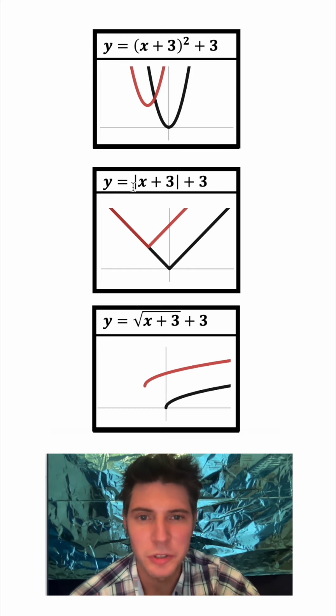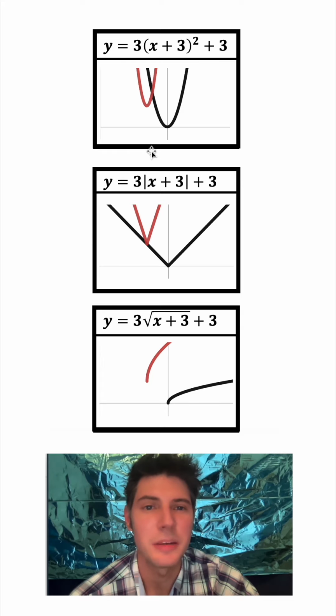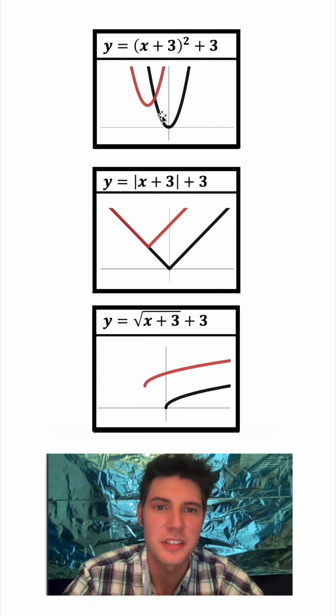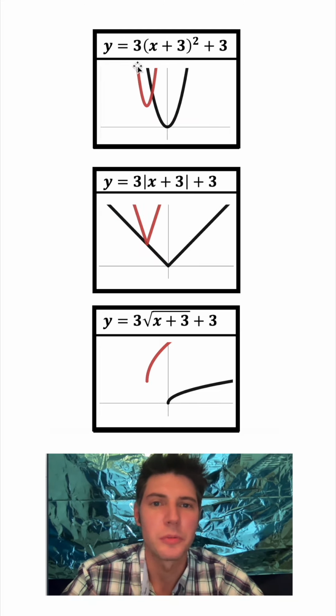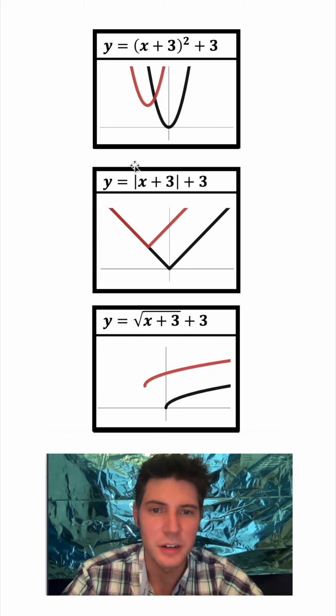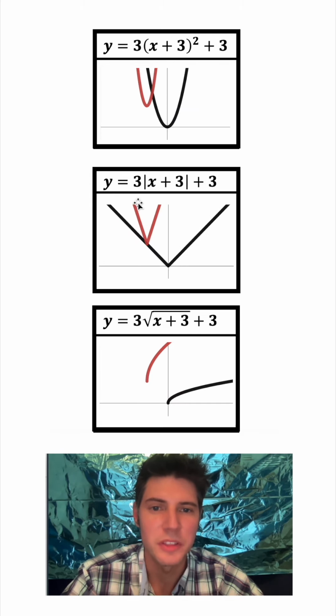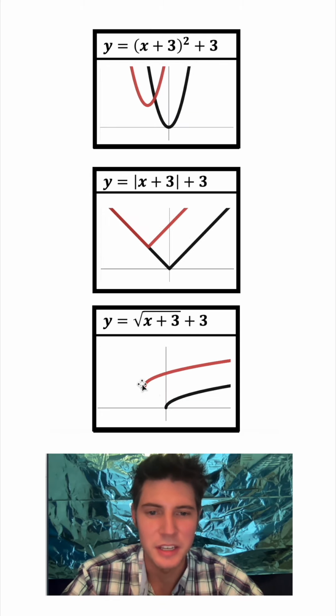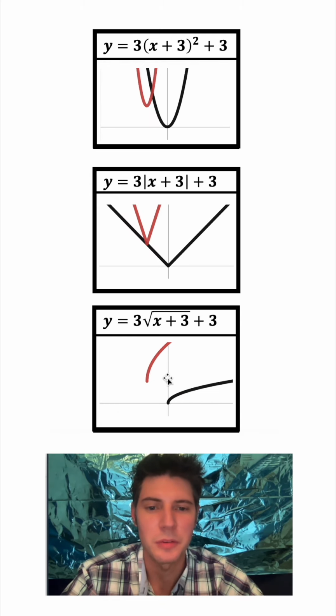If we put a multiplier in front here, it's now going to be steeper. So you can see without the 3, it's the same width, the same shape. But once we put the 3 in there, it's now taller. Same thing here. Without the 3, it's this wide. And then with the 3, it's now steeper. And same thing here. It's the same shape. Once we multiply by 3, it's steeper.